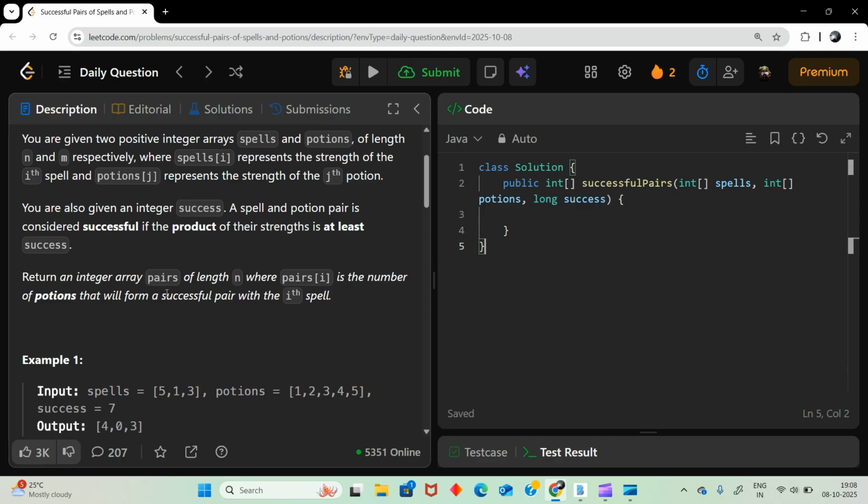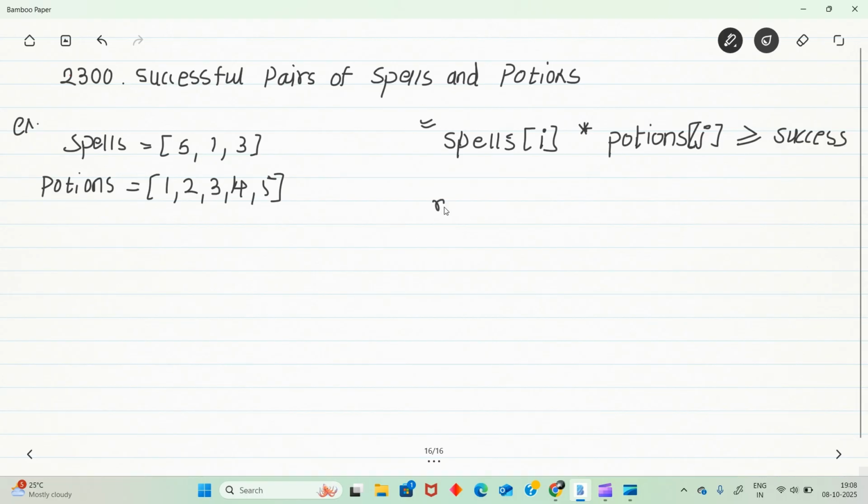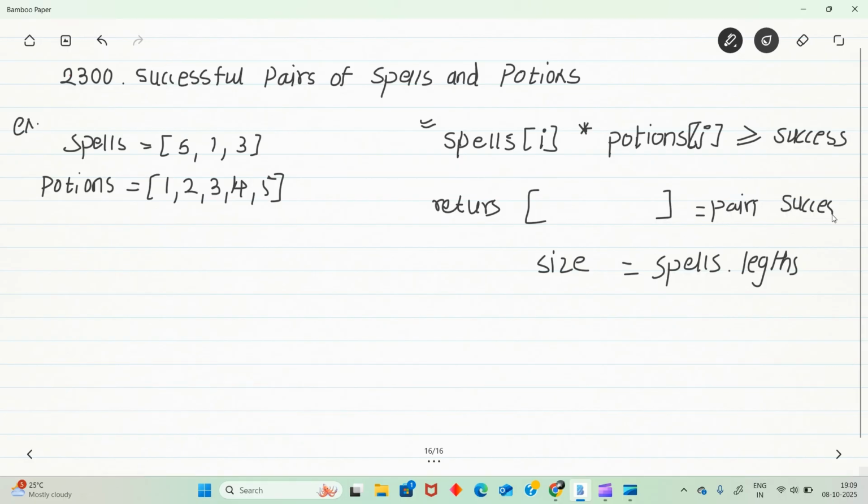Return an integer array pairs of length n, where pairs[i] is the number of potions that will form a successful pair with the ith spell. So we have to return what? We have to return an array whose size is equal to spells.length, because we have to return the number of successful pairs for each spell.